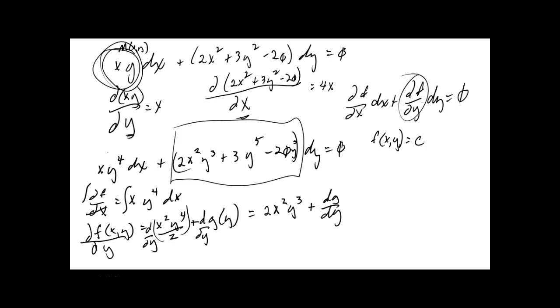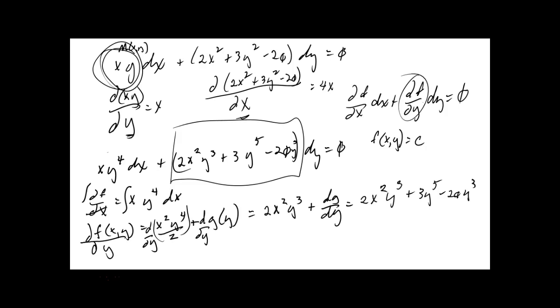And this is supposed to be this thing here: 2x squared y cubed, hey, that's looking good, plus 3y to the fifth minus 20y cubed. This partial is supposed to be this, because that's supposed to be the partial with respect to y. Now, these two terms are identical.